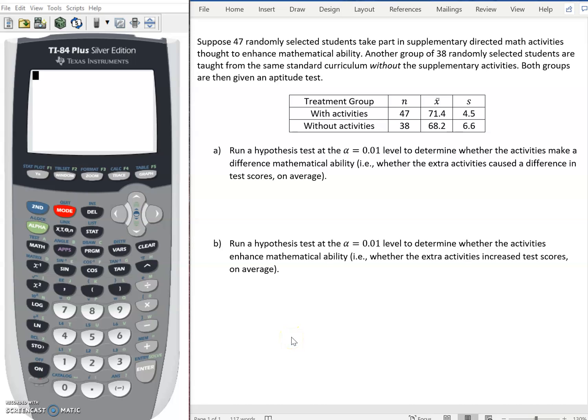So suppose we have two groups of students. One of those groups is going to get extra math activities. The other group is not, but otherwise they're on the same curriculum. And we've got two different sample sizes.